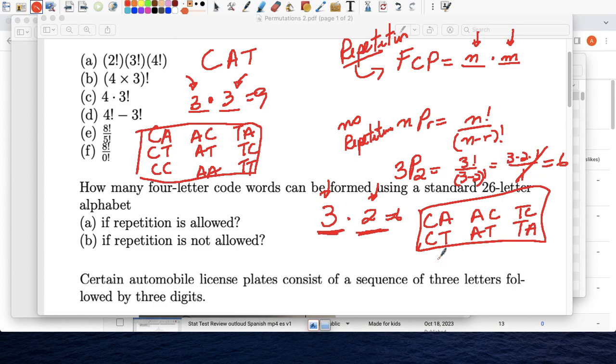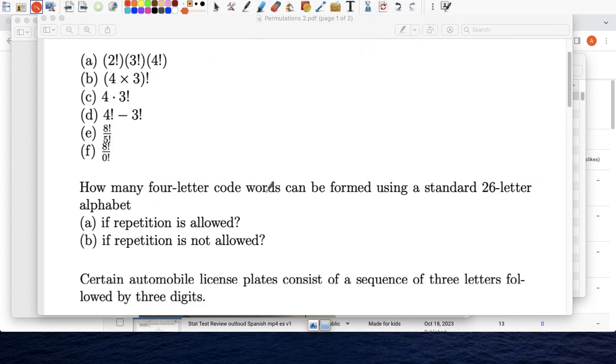Okay, so let's go back now to the problem. Remember, repetition, fundamental counting principle; no repetition, we can use the permutation formula. How many 4-letter code words can be formed using a standard 26-letter alphabet if repetition is allowed? So you're making 4-letter words using the 26 letters of the alphabet, and they're telling you that repetition is allowed.